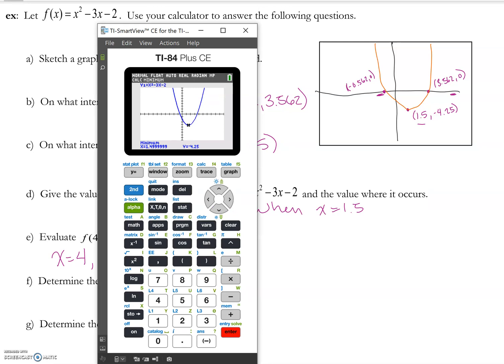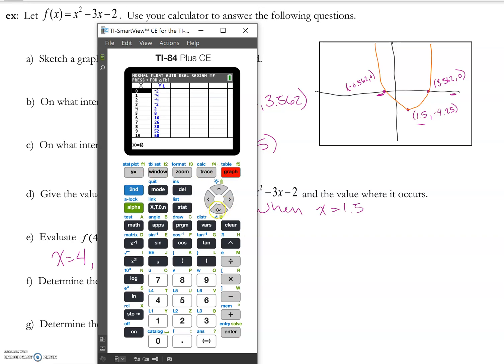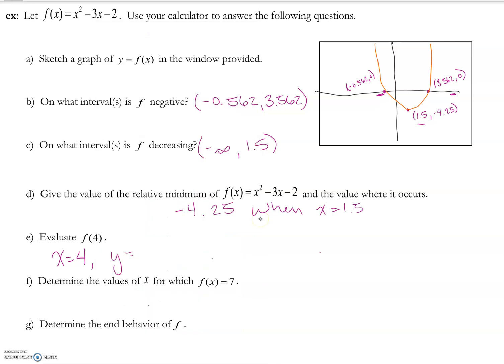I can do this one of two ways. I can either hit second trace, and then you see how number 1 says value? I can hit enter there, and the x equals pops up. Again, I know that x equals 4, so I type in 4, hit enter, and I get that y equals 2. Additionally, I can go to my table, which happens when I hit second graph, and I can see on the table that when x equals 4, y equals 2. So I would write that f of 4 equals 2.